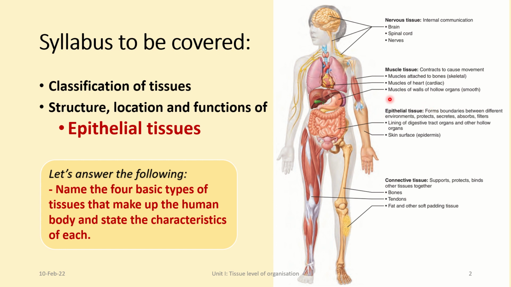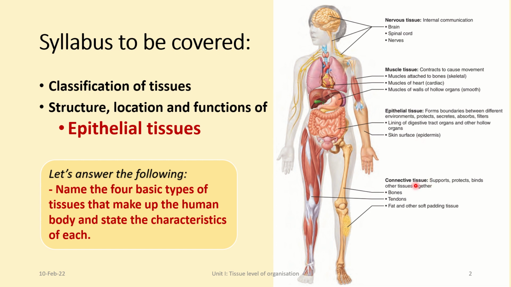Third category are the epithelial tissue. These are the ones that form boundaries between different environments. They also help to protect, secrete, absorb, and filter a lot of the components of our body. They also line the digestive tract organs and other hollow organs. The epidermal layer of the skin is one of the predominant tissues belonging to the epithelial tissue category.